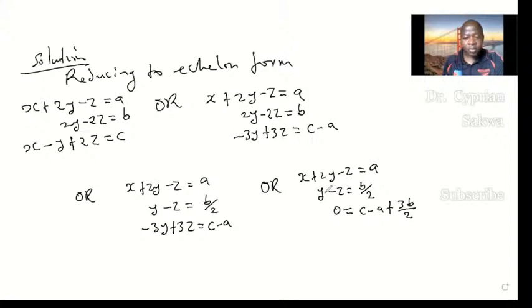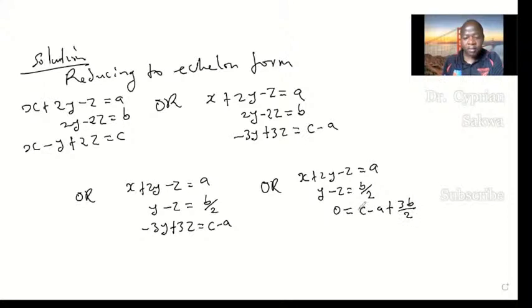The question is, what is the condition on the numbers a, b, c such that the system here would have a solution? Now when we check on our echelon form of that system, you notice that on the left side we have a 0 and the right side we have c minus (a plus 3b) out of 2.